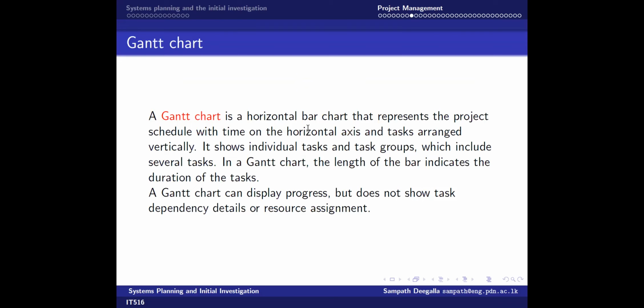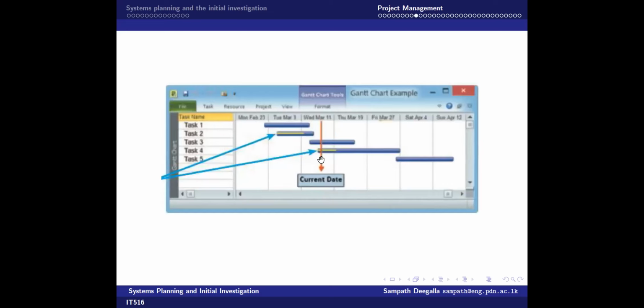And it also shows individual tasks and task groups. And sometimes in a task, you have several tasks, right? So the bar length is actually the duration of the tasks, right? Now, for example, in this particular case, what you can see is that this particular task 1 starts sometime in February and goes to sometime in March, right? And the second task starts some time after the first task, and then the third task starts in mid-March, and so on.